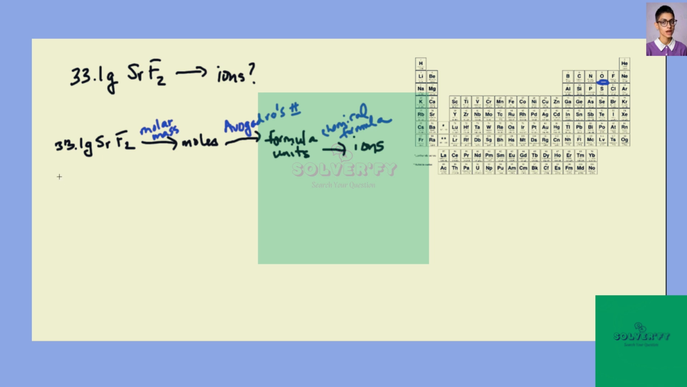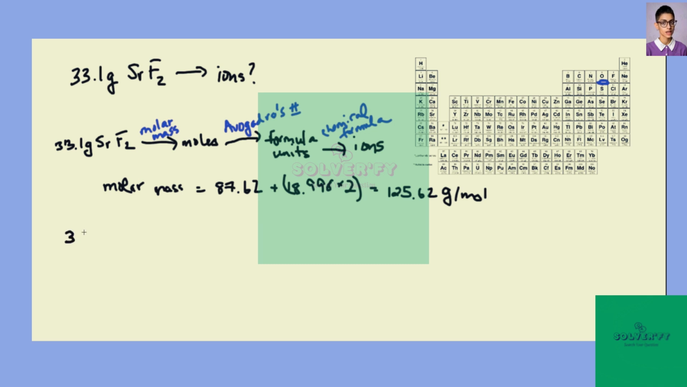So if we start off with our initial mass, we should find the molar mass. To find the molar mass, we use our periodic table and we look at the atomic weights of strontium and fluorine. Strontium is 87.62 grams per mole, and fluorine is 18.998. Because there are two fluorines in the formula, we multiply by 2. So the molar mass of strontium fluoride is 125.62 grams for every 1 mole.